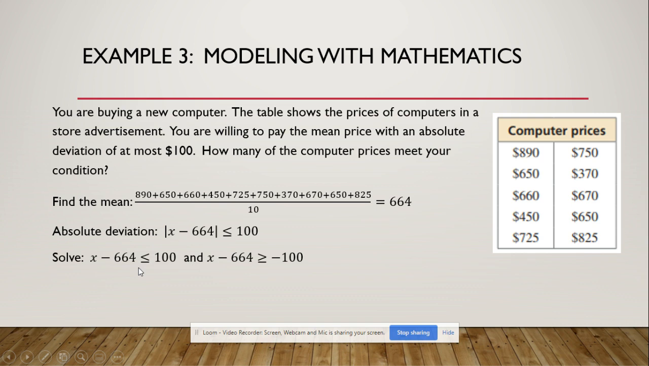Our first inequality we just took off the absolute value. The second inequality took off the absolute value, flipped the inequality, changed the 100 to a negative. Now we're going to solve both of these by adding a 664 to both sides. So we get x is less than or equal to 764 and x is greater than or equal to 564.